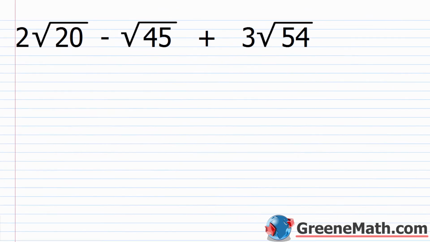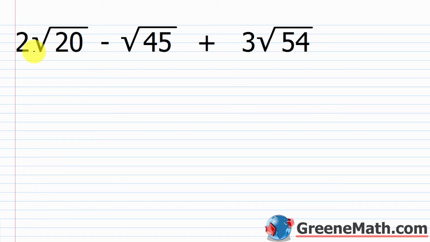All right, let's take a look at another one. So we have 2 times the square root of 20 minus the square root of 45 plus 3 times the square root of 54. So I can simplify this. This is what? 5 times 4. We can simplify this. This is 5 times 9. And we can simplify this. This is 6 times 9. And so there's a perfect square as a factor of each of these. So let's go ahead and simplify.